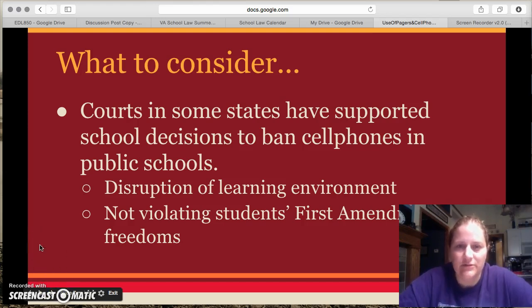Some things to consider in a cell phone policy. Many courts, in some states, have supported the decision to ban cell phones, mainly because of the disruption of the learning environment. And one thing they really need to consider is that it doesn't violate the students' First Amendment freedoms. So as long as you're considering those two things, I think most state governments have supported banning cell phones in schools.